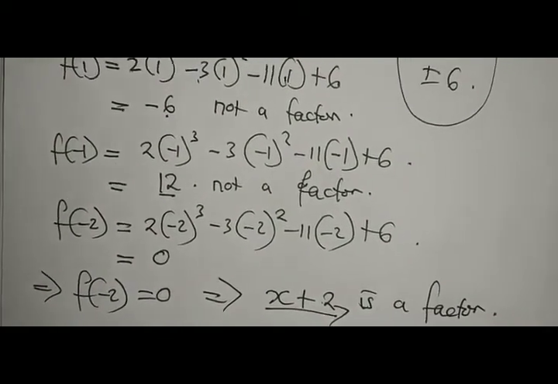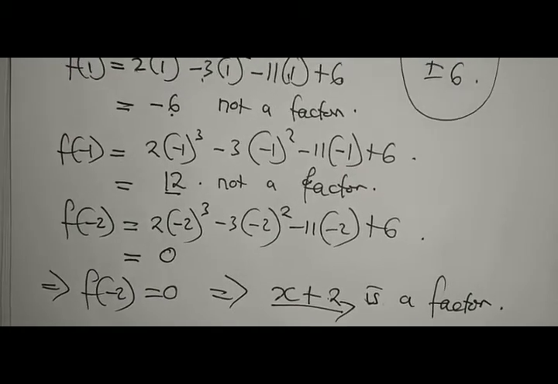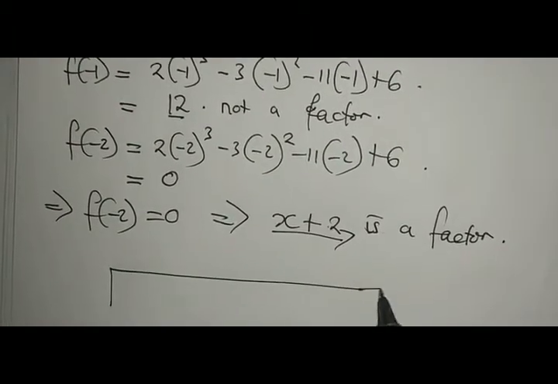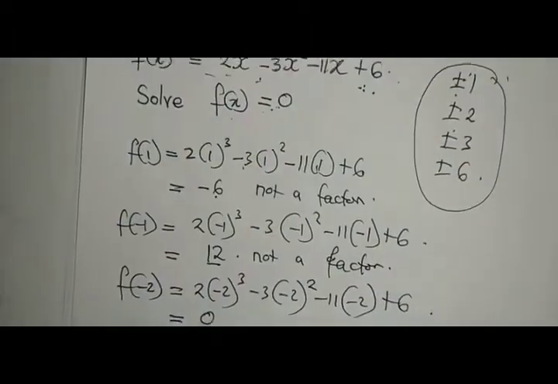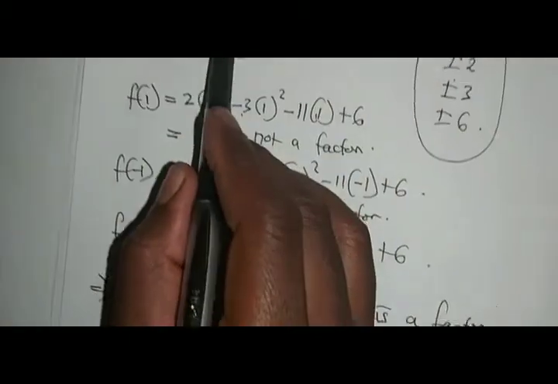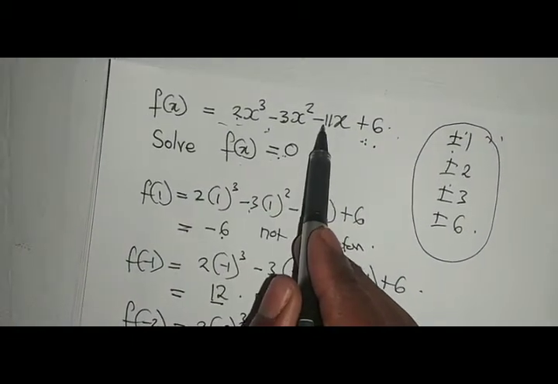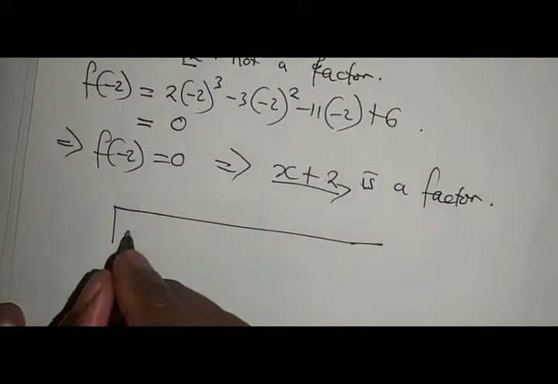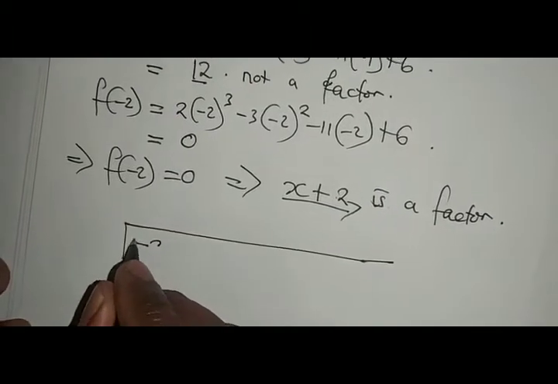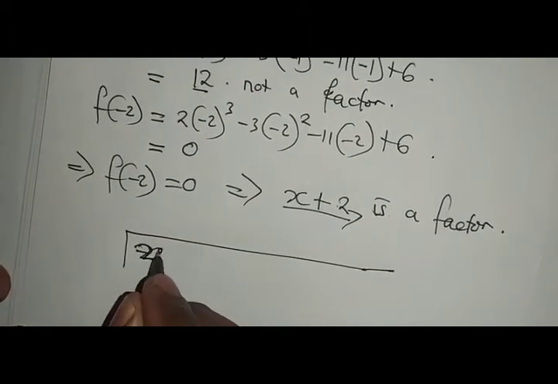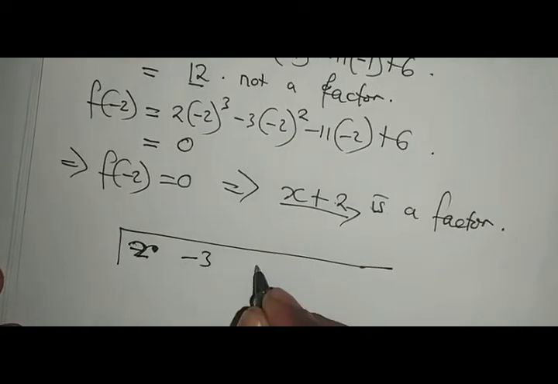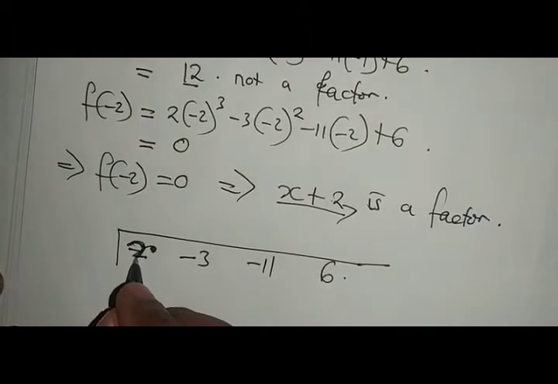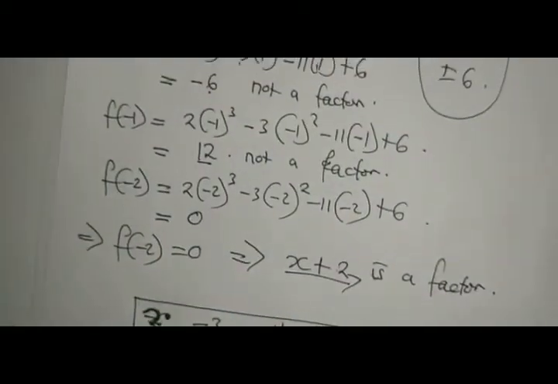The moment we have this as our factor, we now use synthetic division. We take the coefficients, that is 2, −3, −11, and 6, and write them down as such, with −2 outside. So it's 2 here, then −3, −11, and 6. This first one is positive 2.